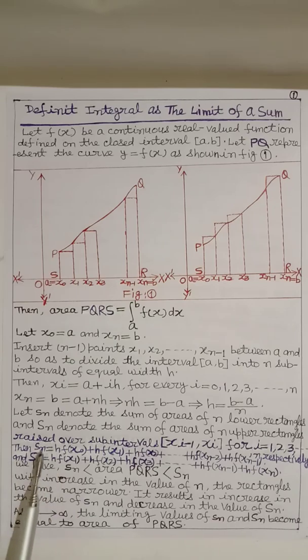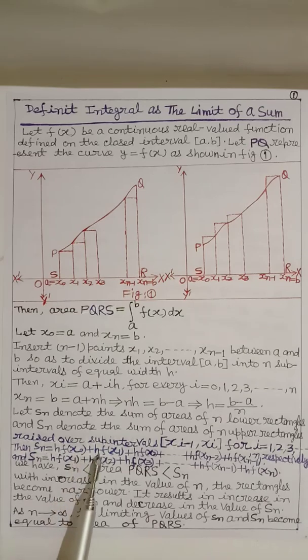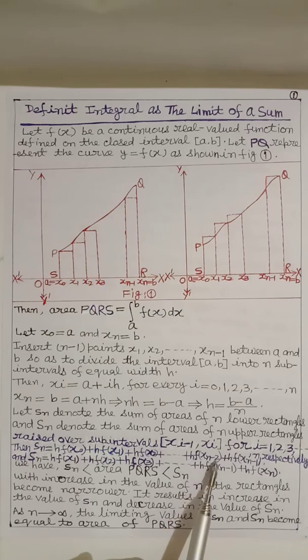Then small sn, that is the sum of areas of n lower rectangles, is equal to h into f of x0 plus h into f of x1 plus h into f of x2 plus and so on, plus h into f of xn minus 2 plus h into f of xn minus 1.